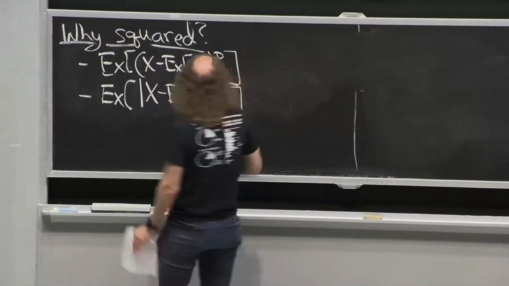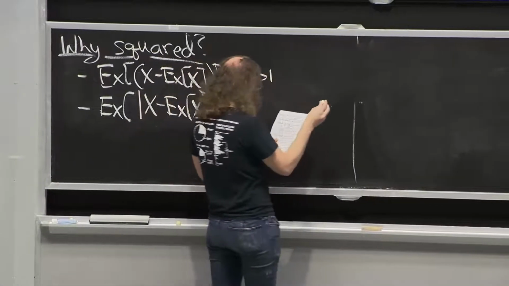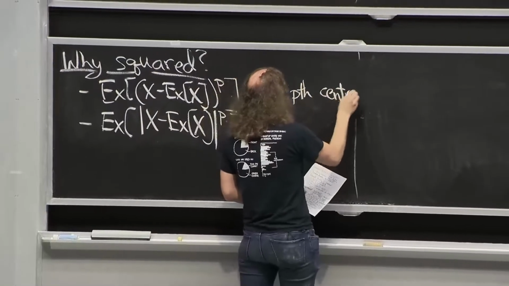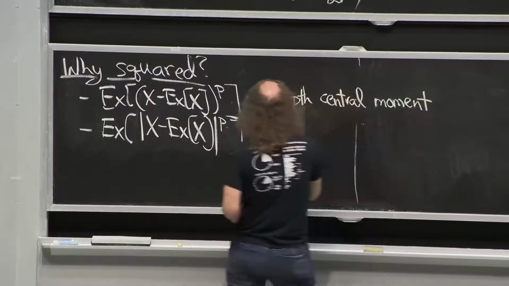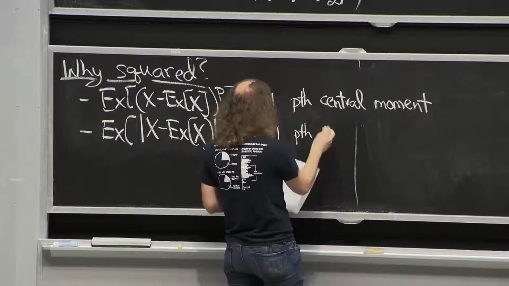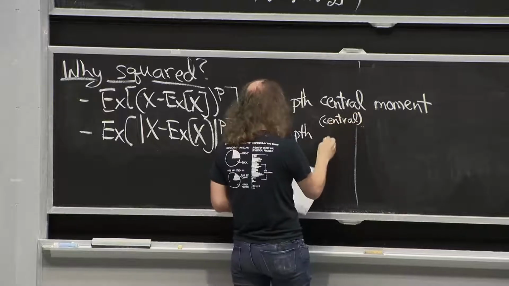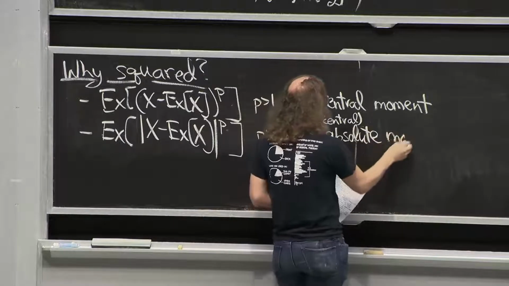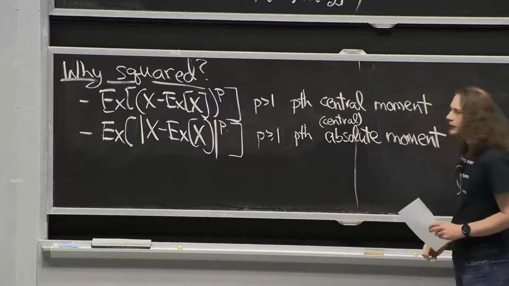OK, back to these guys. These have names. This is for p greater than 1. This is the pth central moment. And this one for p greater than or equal to 1 is the pth probably central. This one's not talked about nearly as much, but I would call it the absolute moment. And they're all interesting.